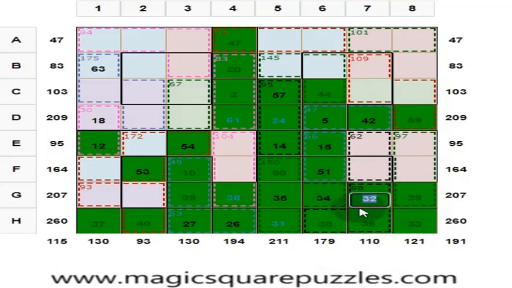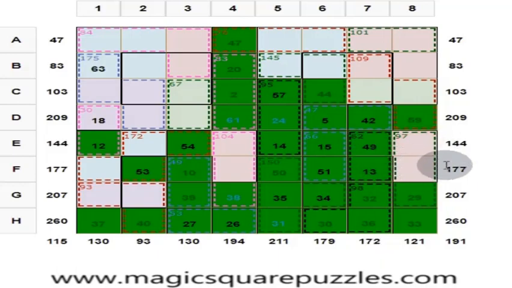So this is 32 plus 34, 66. 66 plus 51, 117. So put here 13. Okay. And what is this? 36 and this is 32. 68 plus 13, 81. Put here 49. Okay. And what is this?